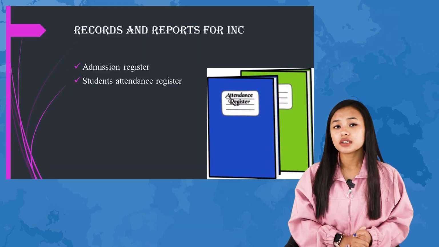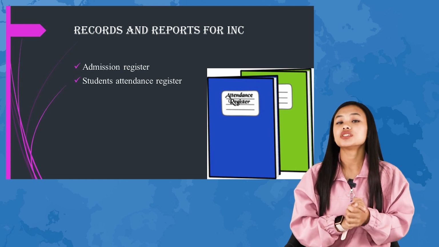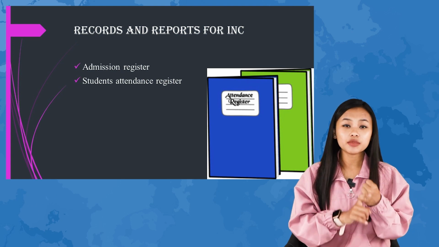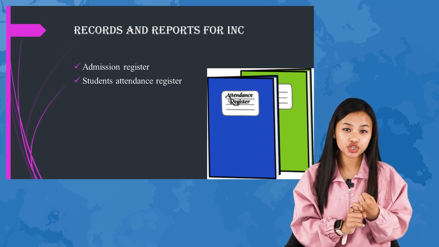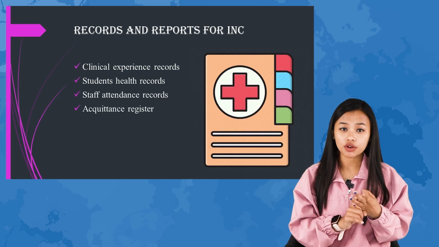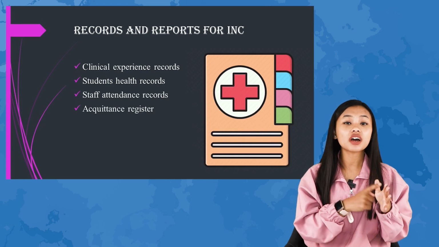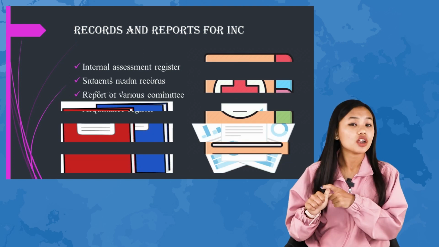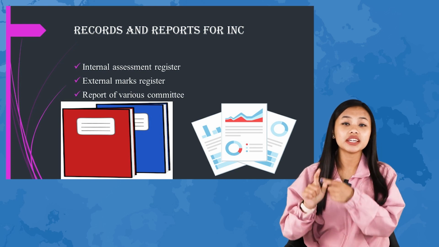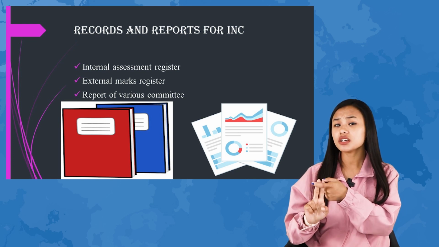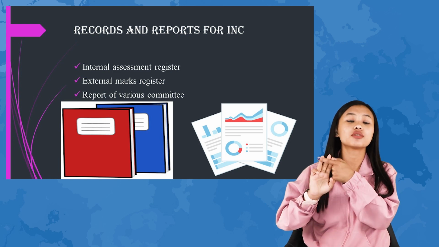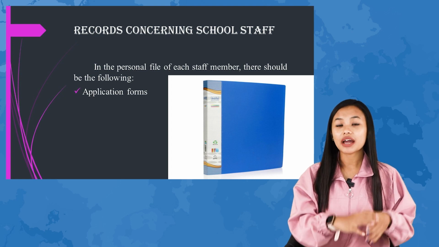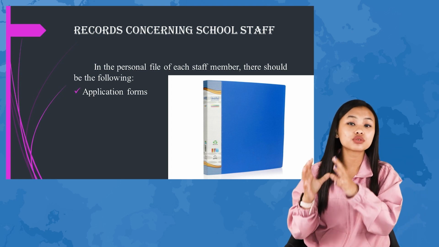Now next, let us see what are the records and the reports which are required for the INC. So for the INC, we require the admission register, the student attendance register, the clinical experience record, the student health record, the staff attendance record, as well as the attendance record. Not only that, but it also requires the internal assessment register, the external assessment register, as well as the reports of the various committees.